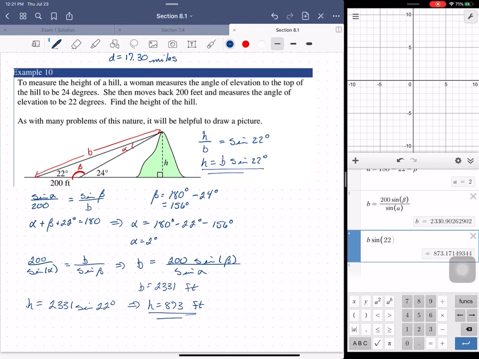So that's it for this section of this chapter. You're going to be using non-right triangles to solve problems, and you've now got 2 more tools to do that, the law of sines and the law of cosines. Have fun.